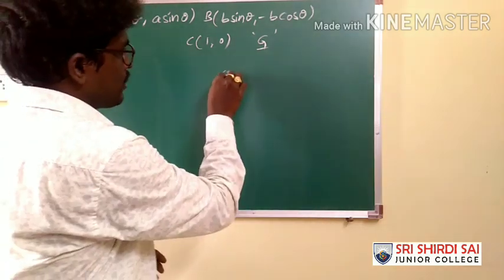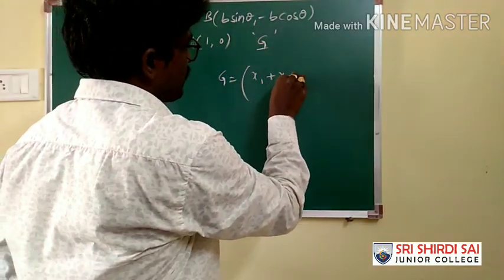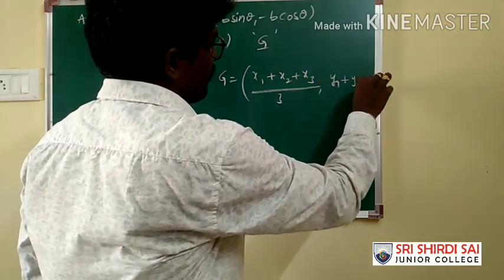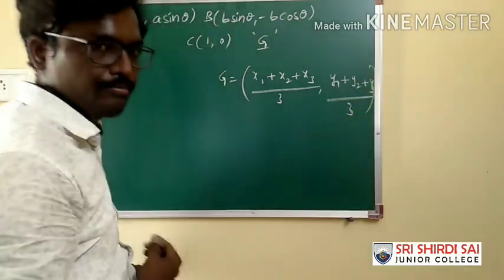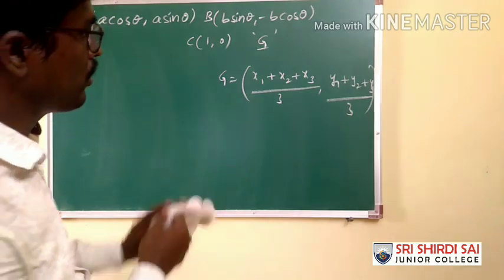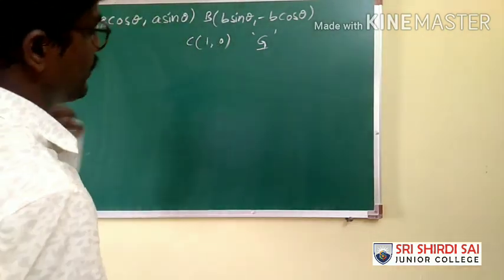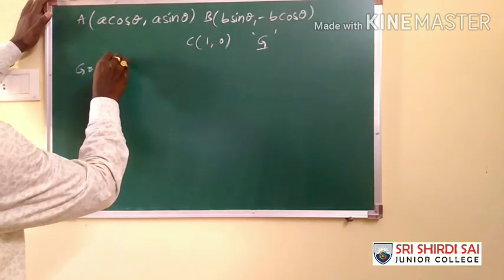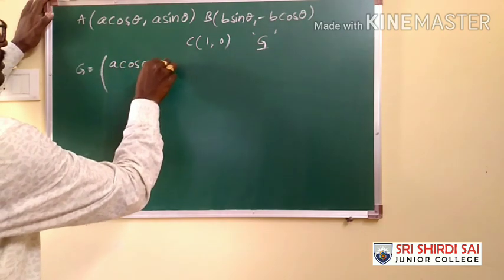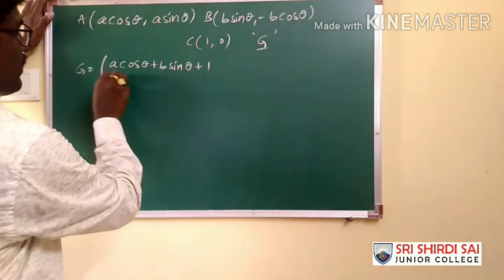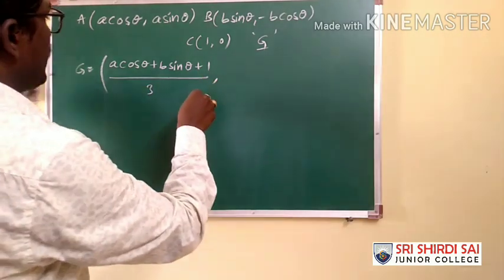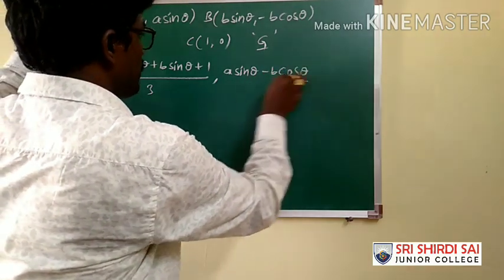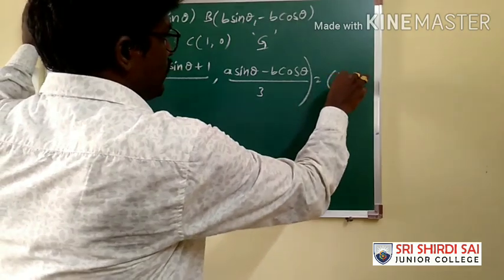What is that? The centroid is given by (x1 plus x2 plus x3) by 3, (y1 plus y2 plus y3) by 3. Let's use this formula to get the centroid coordinates. First you are supposed to calculate the centroid coordinates in such kinds of problems. G is equal to (A cos theta plus B sin theta plus 1) by 3, and (A sin theta minus B cos theta plus 0) by 3. It is equal to some h comma k.